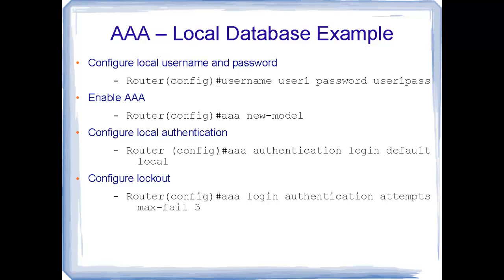So what will happen is I'm going to configure lockout such that after 3 attempts, Bob's username is disabled. It will no longer respond to anyone trying to type in the username Bob. I'm going to do that using the AAA login, authentication, attempts, max fail, and then the number of attempts. And in this example, it's 3.